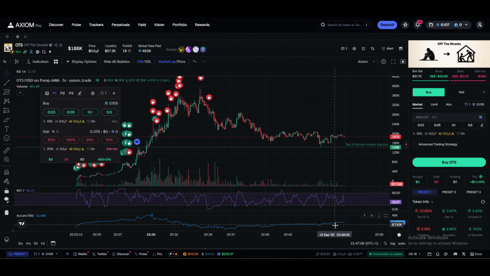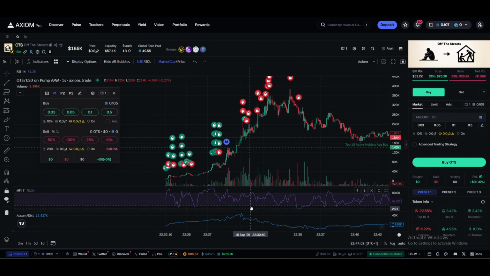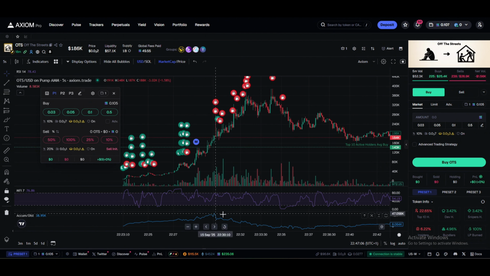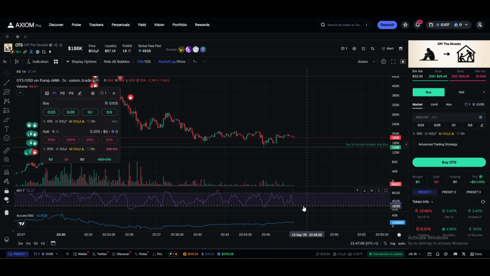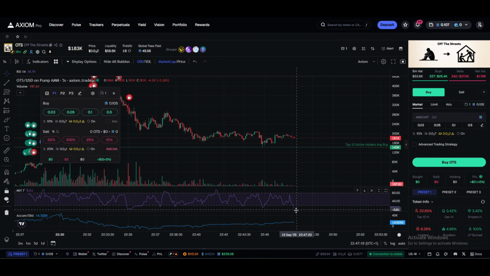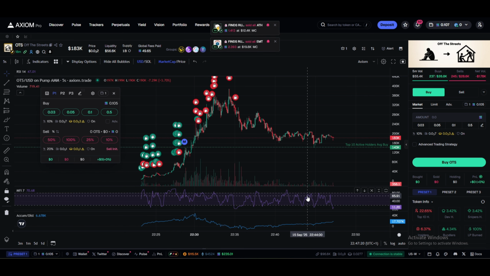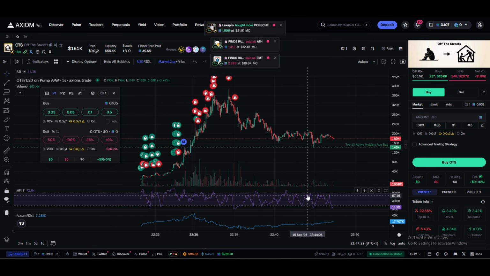I can't really find a good example here, but say if this goes down to here and this goes up here, then that is a confirmation for us to buy. But it isn't an end-all-be-all, you know what I mean? You can still buy when this is up here. It all depends on what the chart is doing.